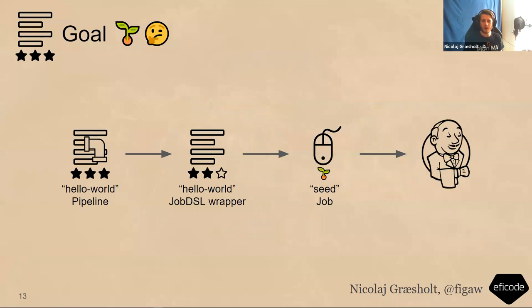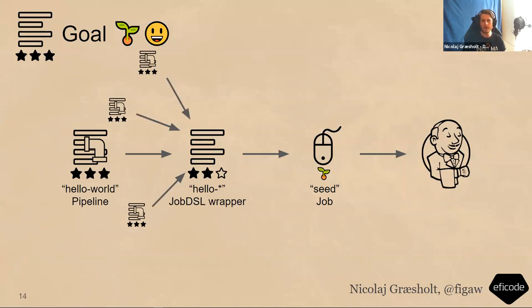What if I wrap my Hello World pipeline in JobDSL? I can do that. And then I can add that manually to Jenkins. Okay, so that would actually allow me to reference all of my pipeline jobs from the JobDSL. And I'm not clicking as much in Jenkins anymore, which I really like. So I've solved my clicking problem. But I still have this change by modification. So I'm still making changes to the Hello JobDSL wrapper whenever I have a new pipeline. So this isn't actually making me completely happy.